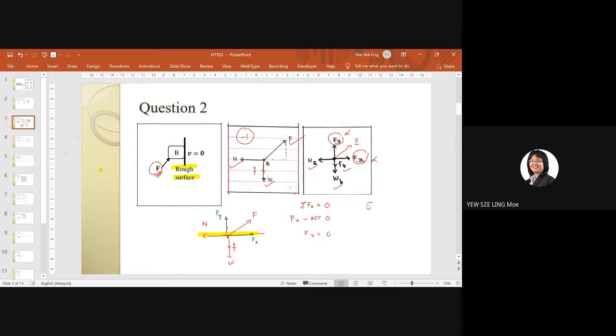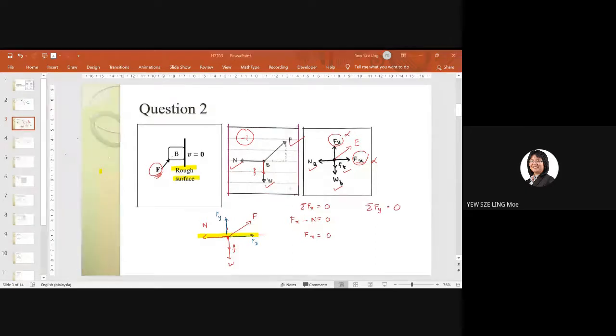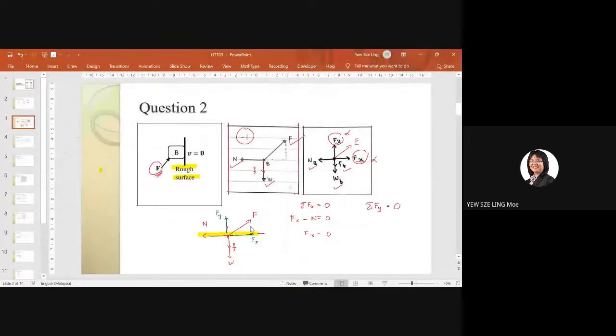And then for Fy, summations Fy for the y components, summations Fy is equals to 0. And then what can we do about it? So we can resolve it. Now we are looking at the vertical component. So Fy is going up, and then minus F minus W equals to 0. Therefore, we can also say Fy equals to F plus W.